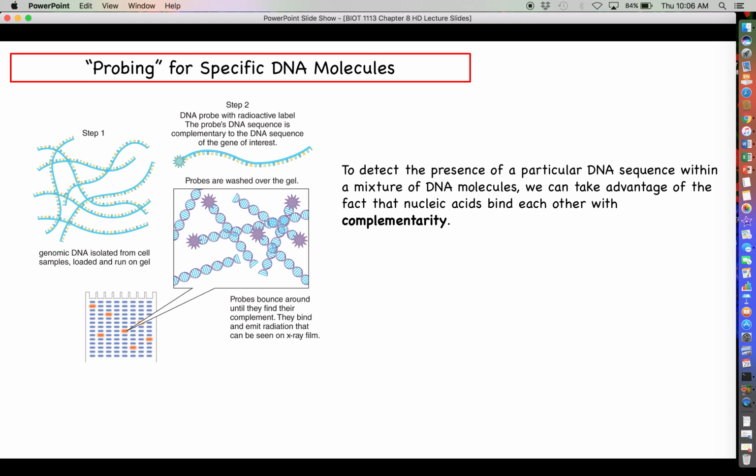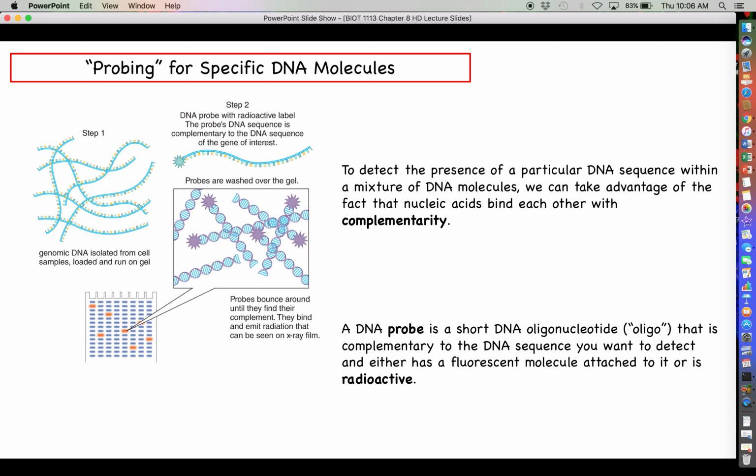What we're going to take advantage of here that we already know about is the fact that DNA strands bind together with complementarity, meaning that if a sequence of DNA goes A, T, G, C, G, G, C, G, A, T, C, then we know exactly the sequence of the complementary strand that would want to bind to it. So we can actually take advantage of that.